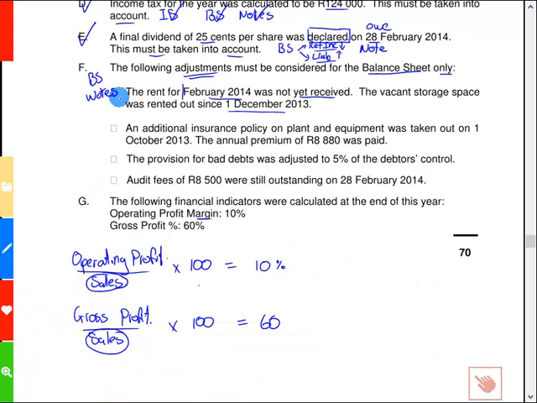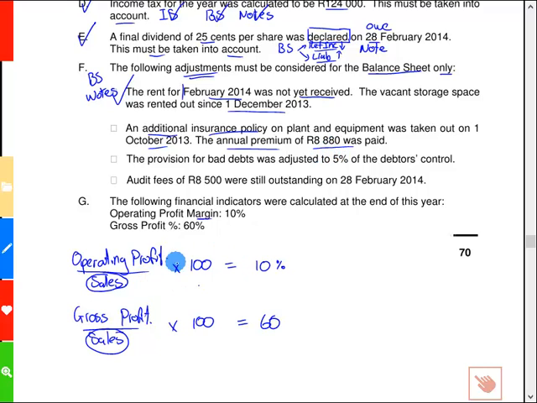We're done with the first one, the rent. We've accrued for the income. The next one here: an additional insurance policy on plant and equipment was taken out on 1 October 2013. The annual premium of 8,880 has been paid.